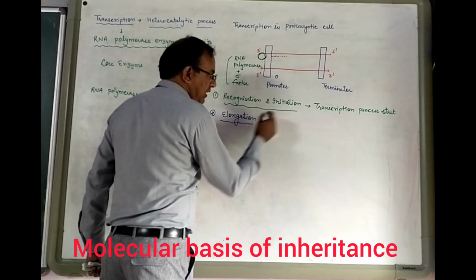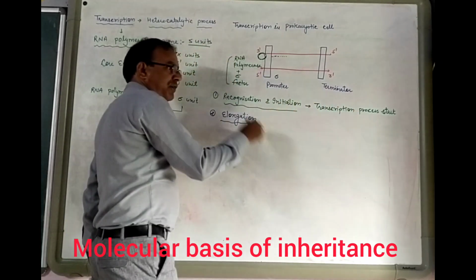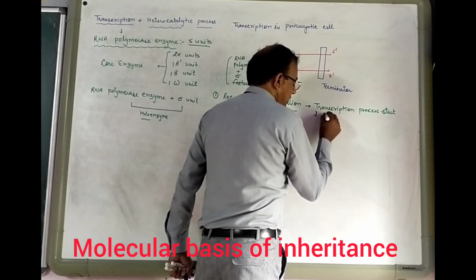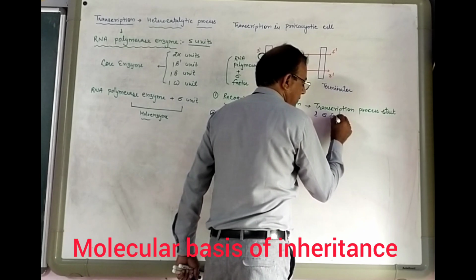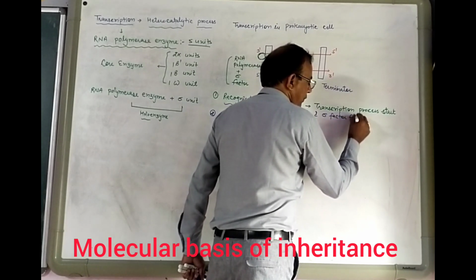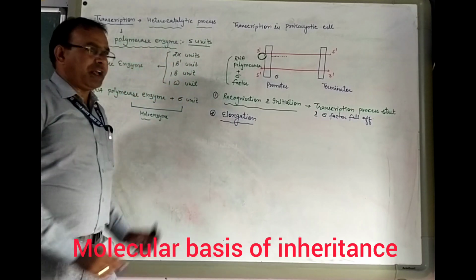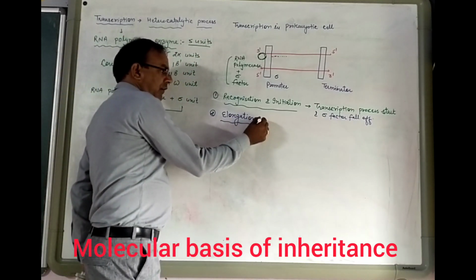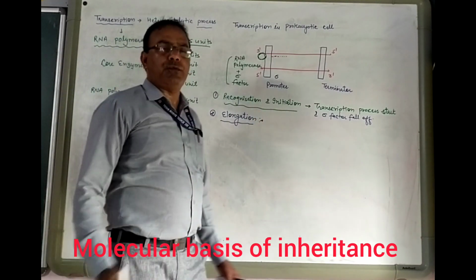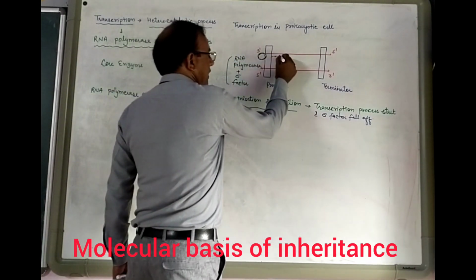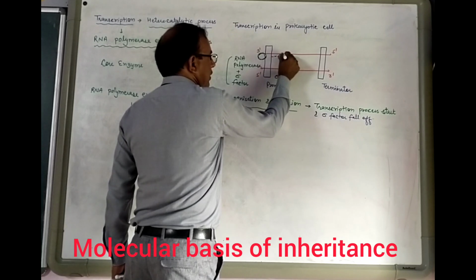As the transcription process starts, the sigma factor follows. Second, elongation. After the sigma factor, another unit called the rho factor follows. It means here it contains the rho factor.